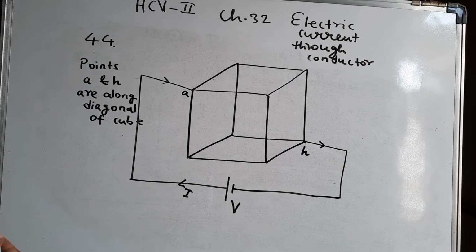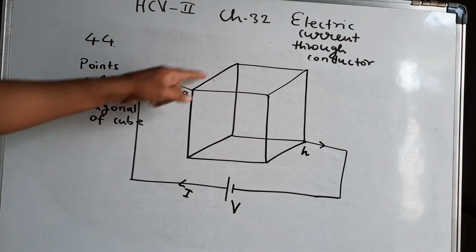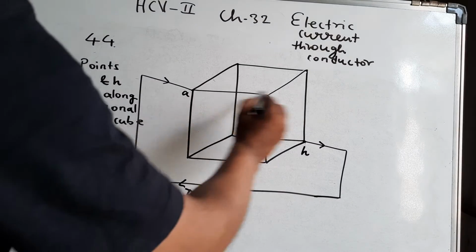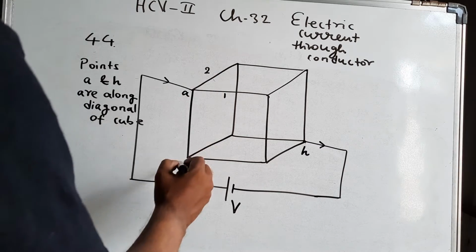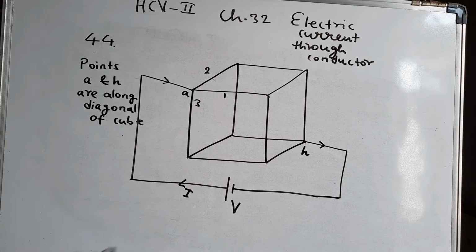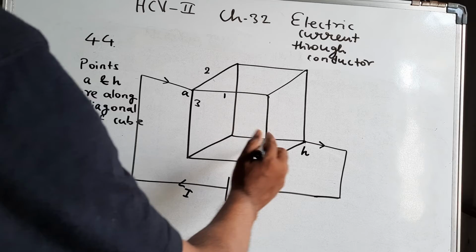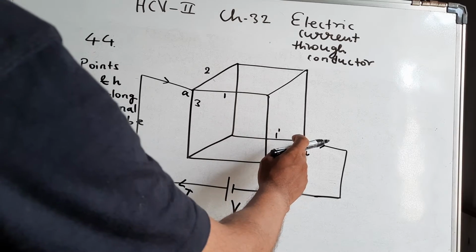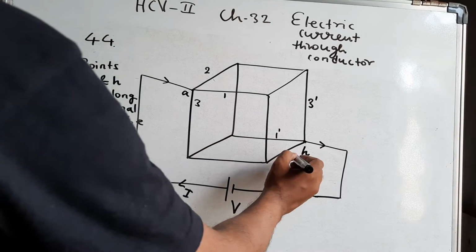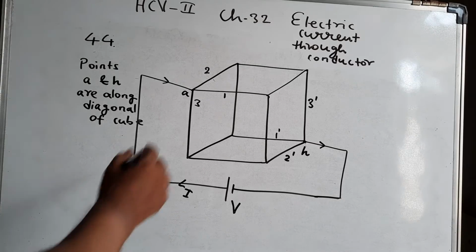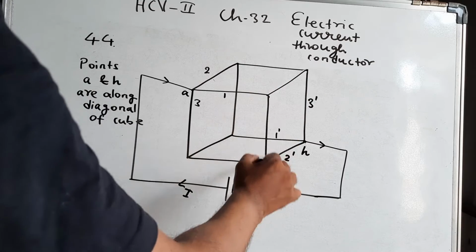Now what will happen to this current? Let us see the three branches into which point A is dividing. Let us assume this branch is 1, this branch is 2, and the branch going vertical is 3. Similarly, from H, the one parallel to 1 is marked as 1 dash, the one parallel to 3 is marked 3 dash, and the one parallel to 2 is marked 2 dash.